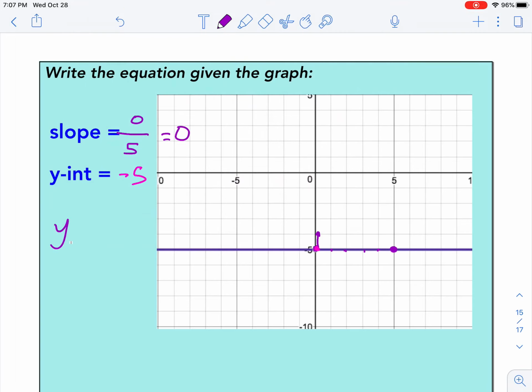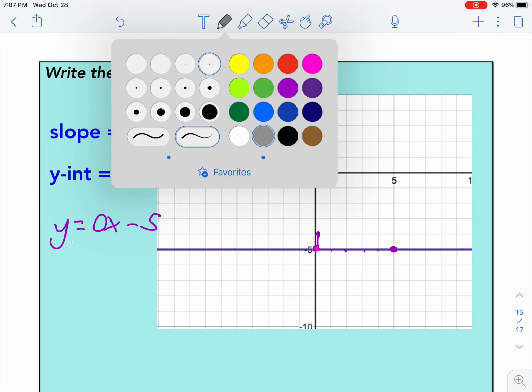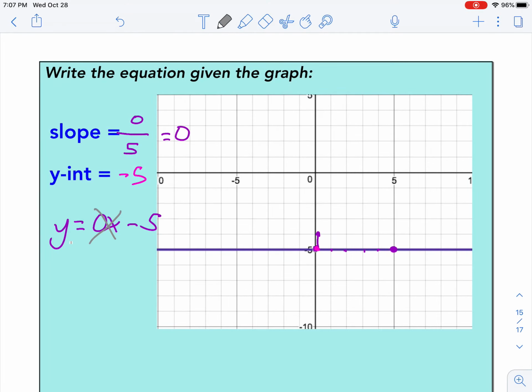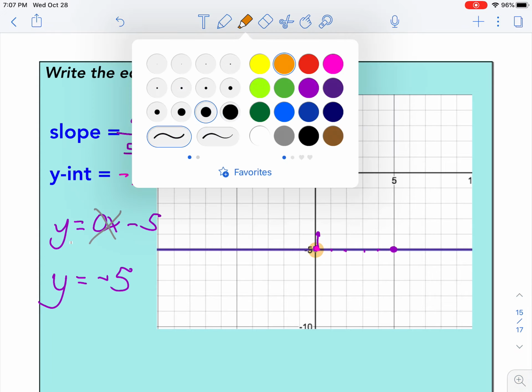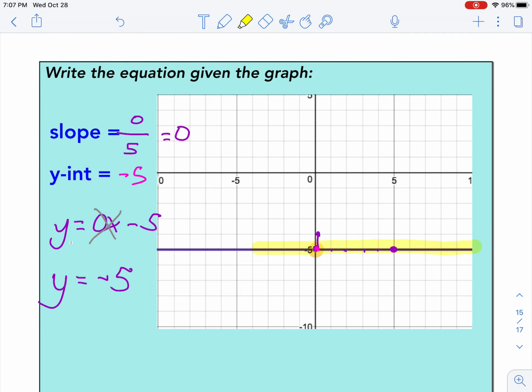So what does that equation look like? Well, it looks like y equals 0x minus 5. But again, what is 0 times x? It's just 0. So our equation becomes y equals negative 5. And all horizontal lines go through the y-axis right here. So all horizontal lines are always y equals lines. These will always be y equals whenever you have a horizontal line. And it's whatever value it is where you're crossing that y-axis.